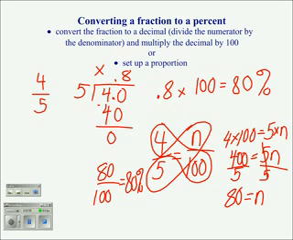80%. So 2 ways to convert a fraction to a percent: by changing it to a decimal first and multiplying by 100, or simply setting up a proportion and solving for our missing number, our percentage.